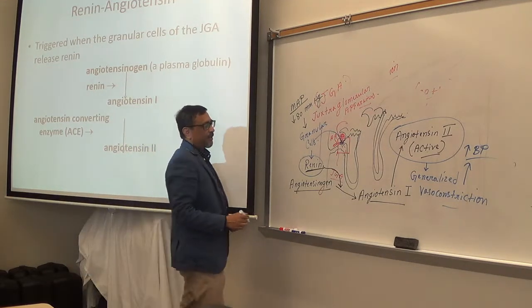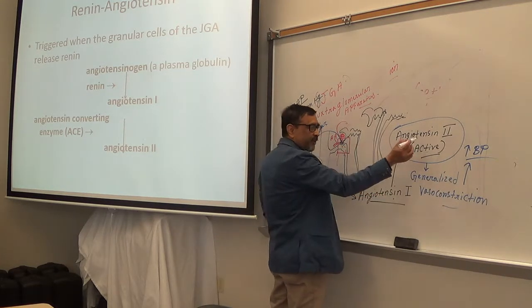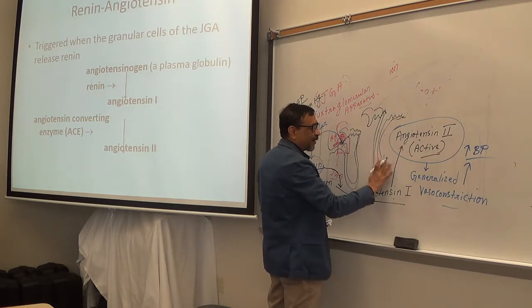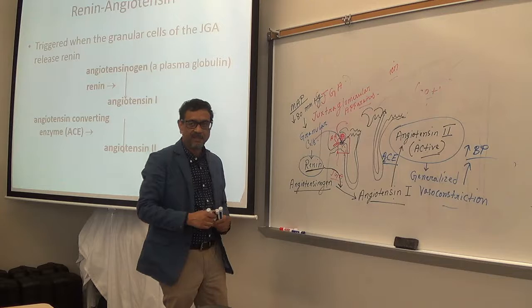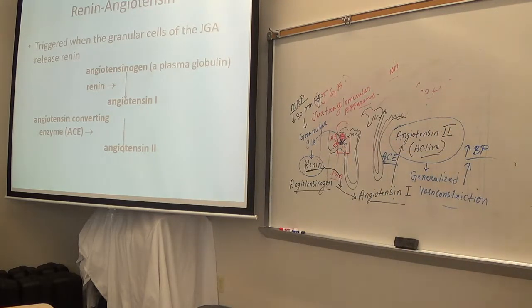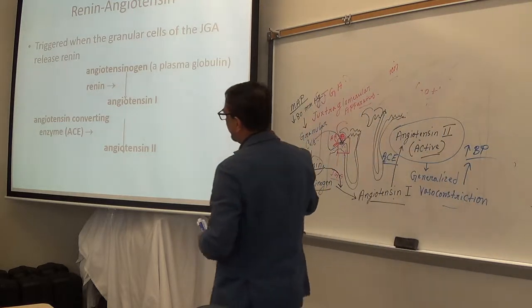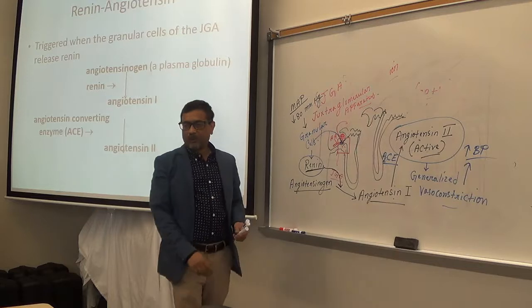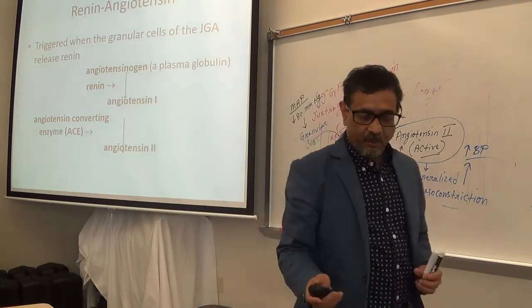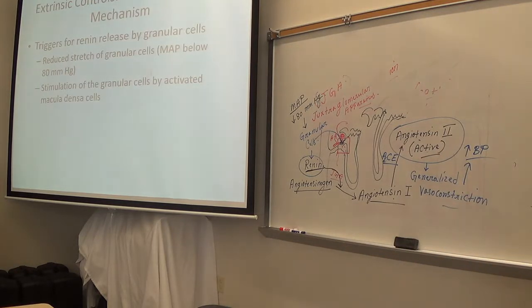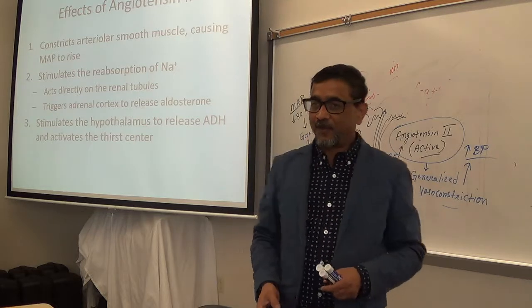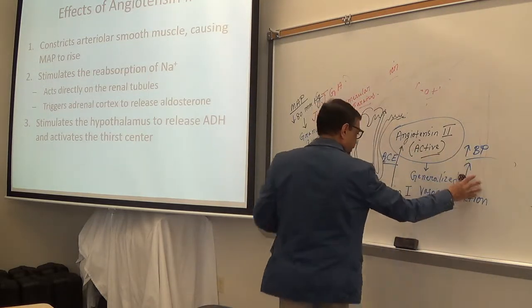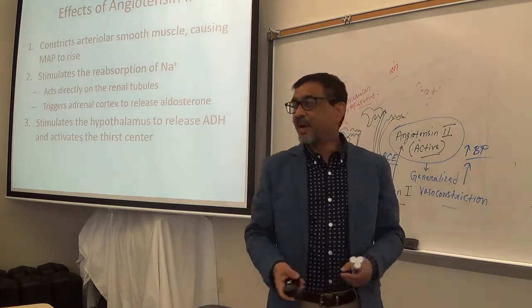Okay? Angiotensin 1 is converted to angiotensin 2 by an enzyme that is called angiotensin converting enzyme, ACE, converting enzyme that converts 1 to 2. So renin converts angiotensinogen to angiotensin 1 and converting enzyme converts here. So that is the mechanism how the blood pressure is regulated by renin. Okay. Angiotensin 2 has other actions too, to increase the blood pressure. This is the main action, generalized vasoconstriction. But other actions are what?